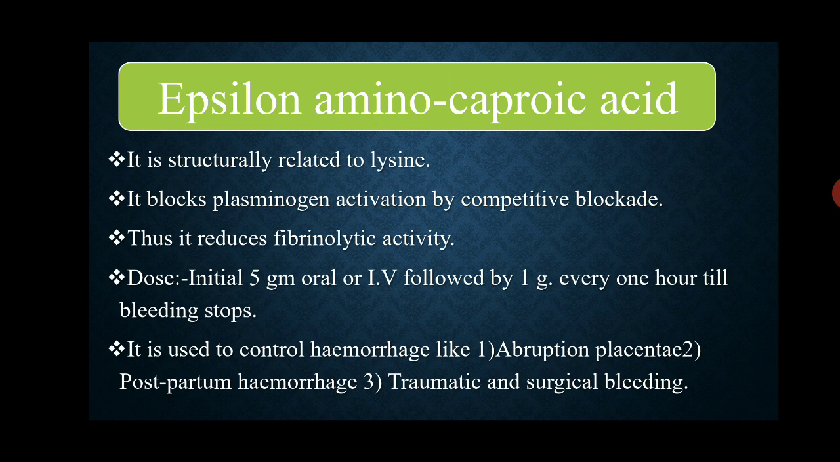And then traumatic and surgical bleeding. जर सर्जिकल ऑपरेशन झाल्यानंतर जी काय ब्लिडिंग आहे ती स्टॉप होण्यासाठी हा ड्रग्स दिला जातो. That is named epsilon amino caproic acid, to prevent the bleeding or to control the hemorrhage.